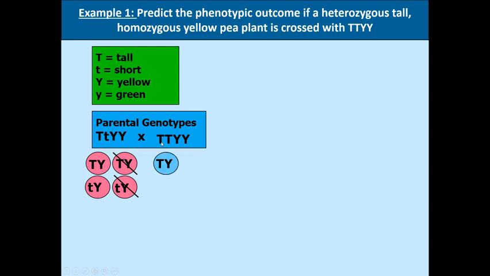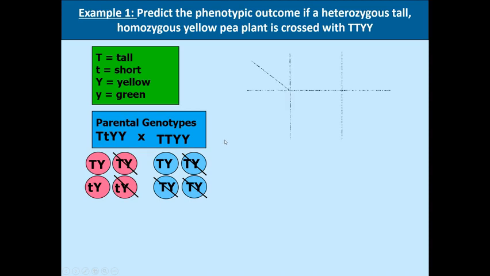The next parent I can see is homozygous for both traits, and so it will have four of the same gametes: big T, big Y, another big T, big Y, and so on for all four. So let's cross out three of those, leaving only the unique gamete to put into the Punnett square.